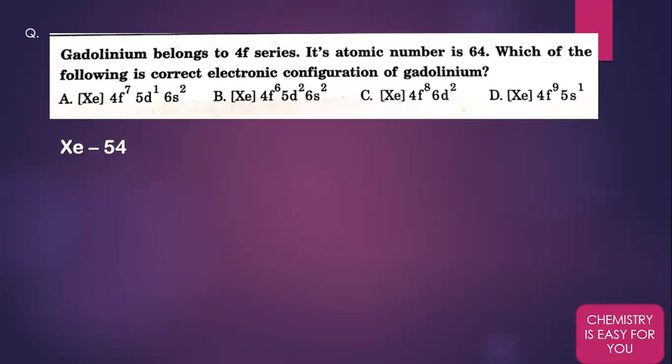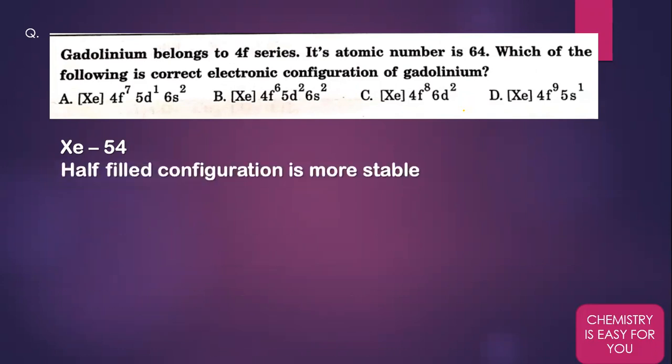So first of all, Xe has an atomic number of 54, and you're supposed to write the rest of the 10 electrons here. And you have to check each of the options, and we know that half-filled configuration is more stable. In an f orbital, the total number of electrons that can be filled is 14. So in any of the options, if you see f7, that itself would be the correct answer. So our answer is option A, xenon 4f7 5d1 6s2 will be the correct answer, because the half-filled configuration is more stable. So that is the first question.